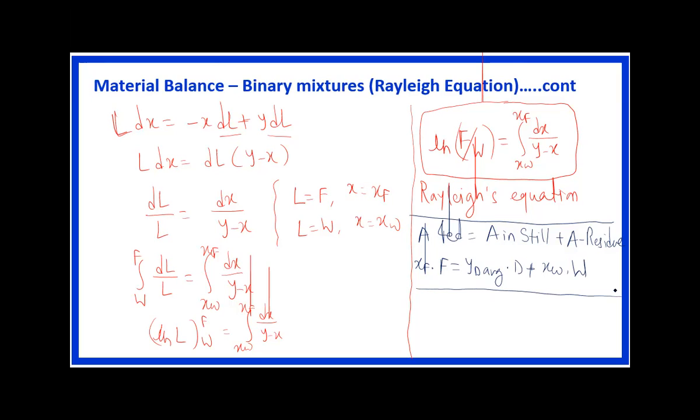So F is feed, D is distillate, W is waste or residue. XF is the mole fraction of component A in the feed. XW is the mole fraction of component A or MVC in the waste or residue. And YD average is the mole fraction of component A or MVC in the vapor phase as a distillate. So this is the final equation which we can use to calculate the unknown parameters in the simple distillation process.